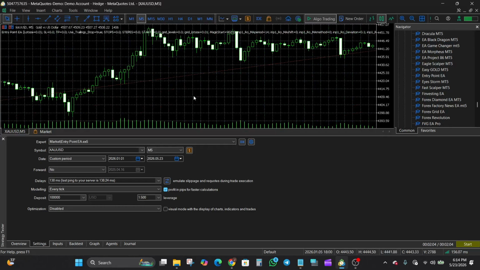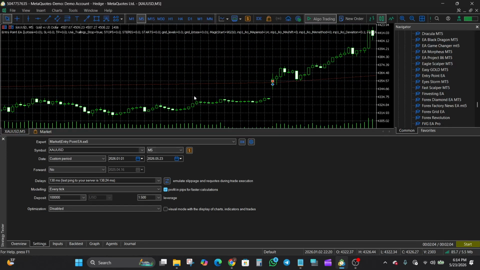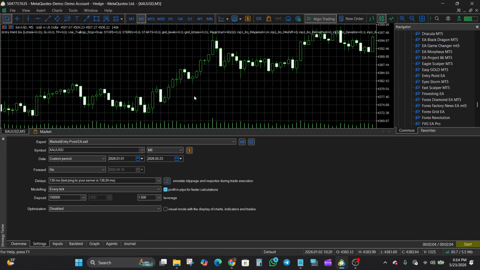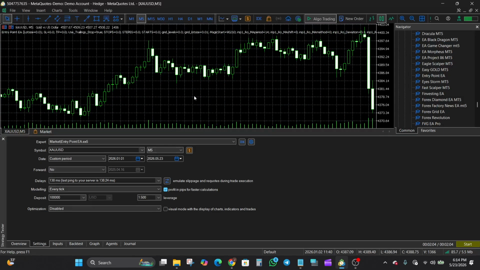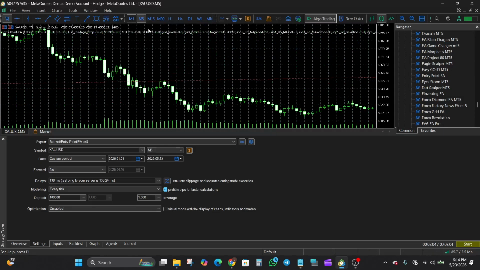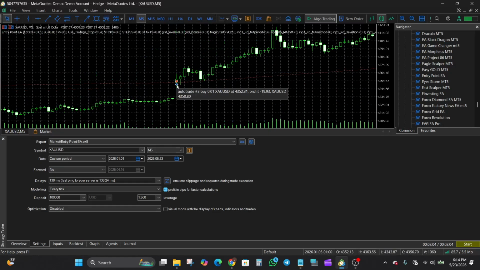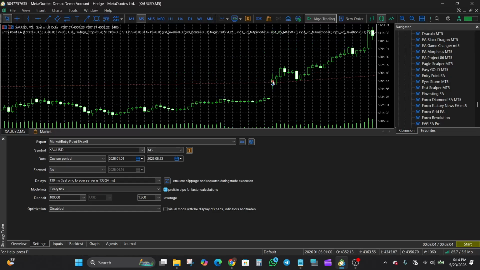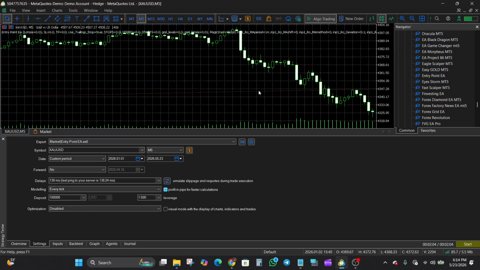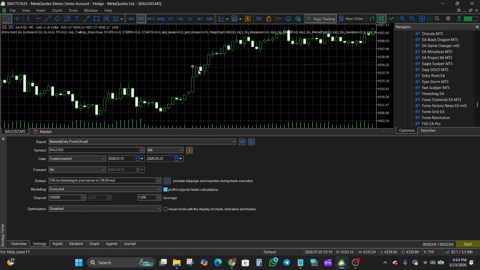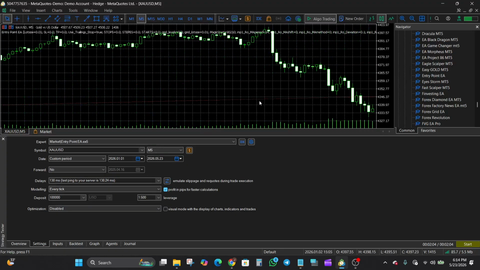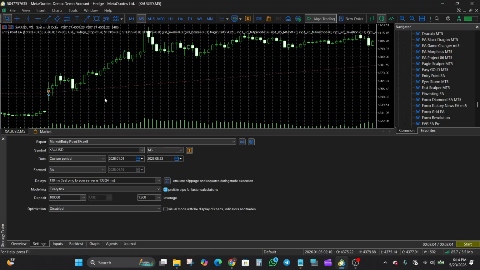And based on my observation, this EA seems to be the type that can hold trades for long. Okay, even though this is the M5 time frame, right? So each candle represents 5 minutes, but we can see that when a trade is executed, in this case, I think this should be executed and closed within the same candle. But we can see that this particular trade kind of lasted for a while.